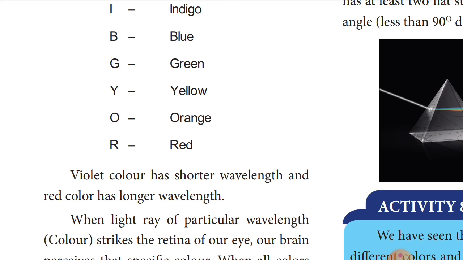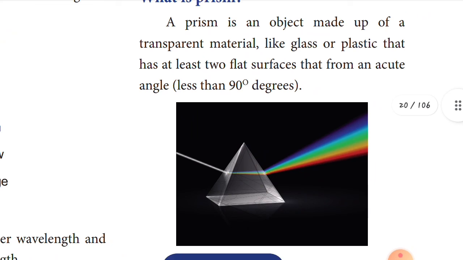The light rays of a particular wavelength strike the retina of your eyes, and the brain perceives the specific color. When all the colors of visible light strike the retina of your eyes at the same time, our brain perceives white color. White is not the color of light itself, but it is a combination of all colors of the spectrum of light.